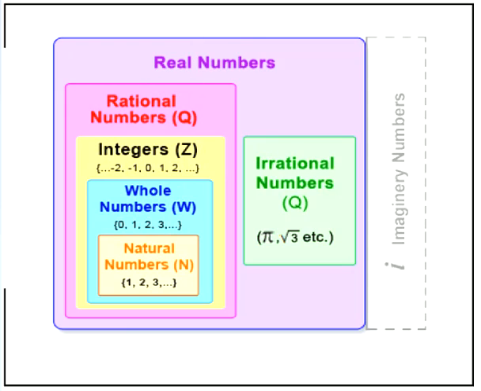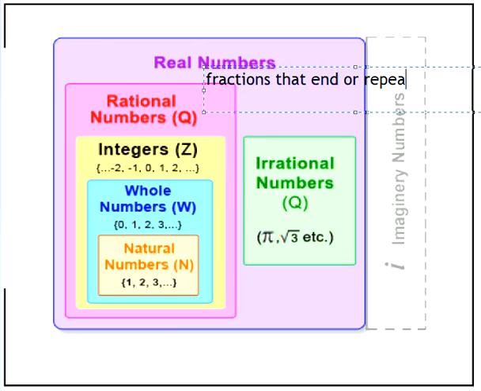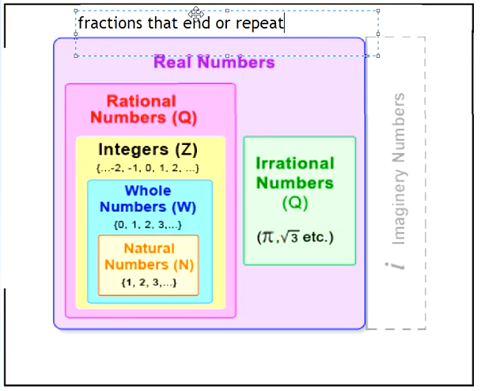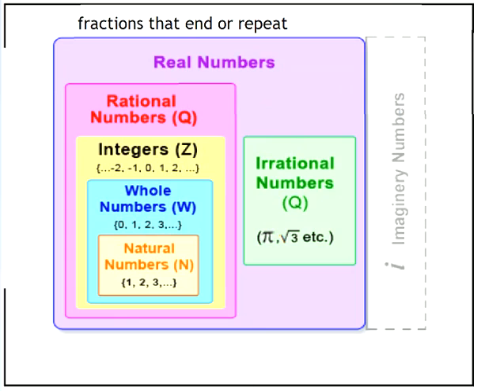So the main thing you need to remember about rational numbers is they're going to be fractions that end or repeat. And you'll see what I mean today. So that's what we're going to be working with today: rational numbers, positive and negative. And remember, a rational number is just a fraction that ends or repeats. So I'm going to show you how to do this today.